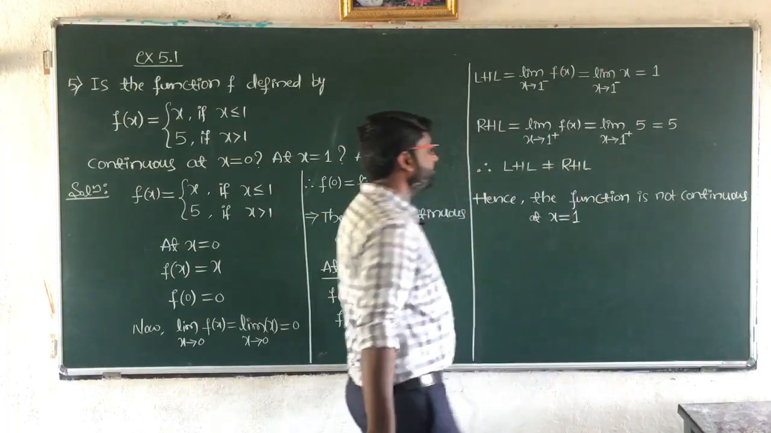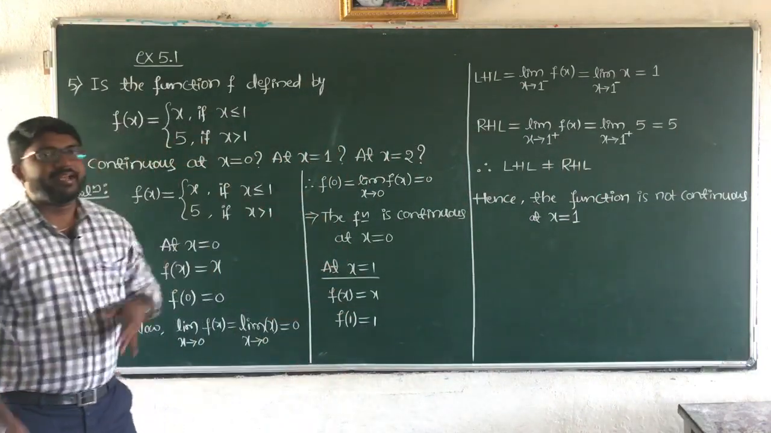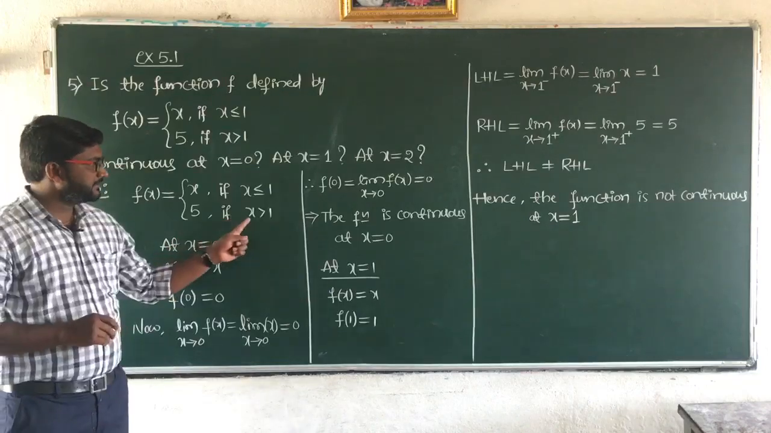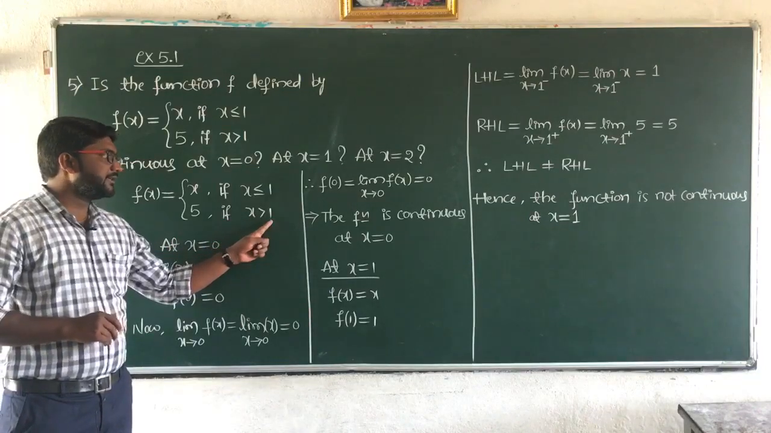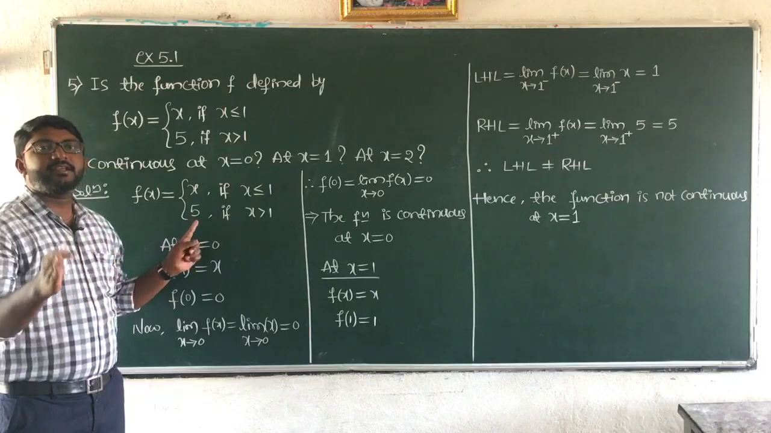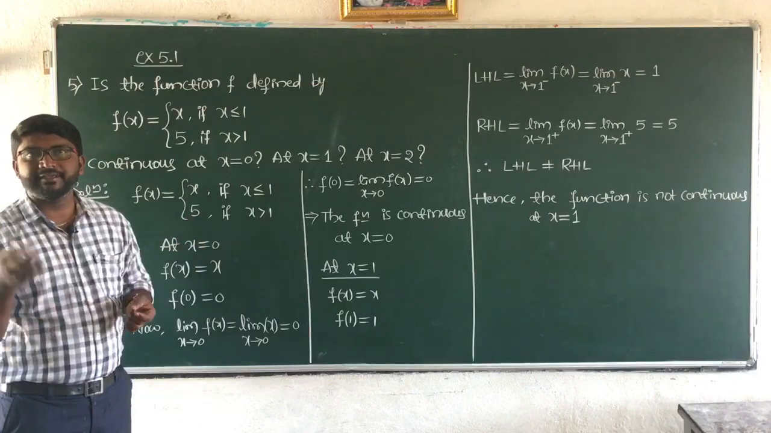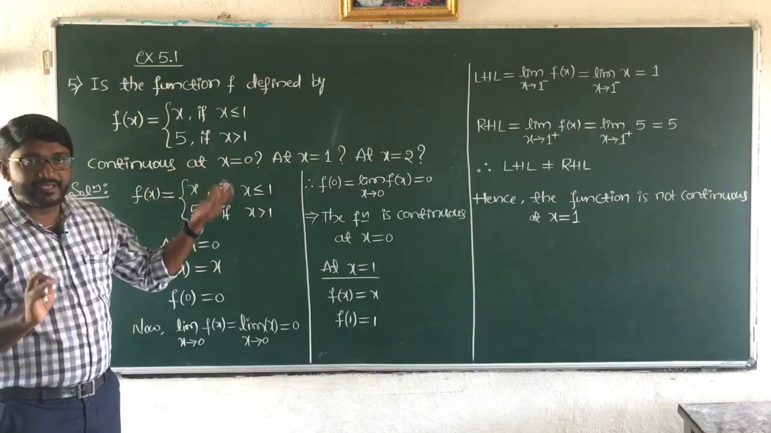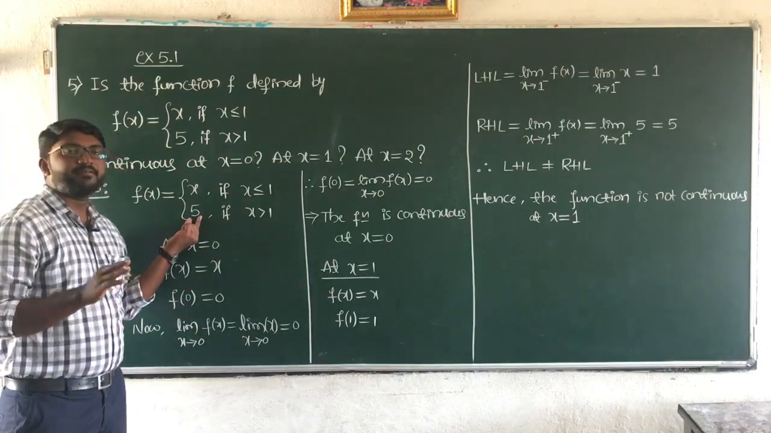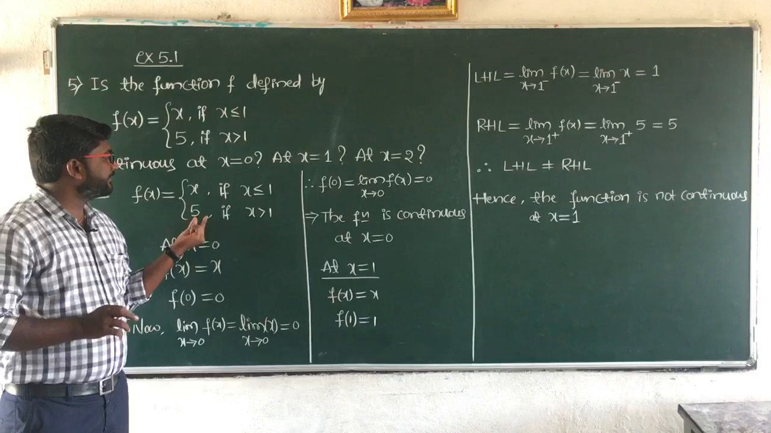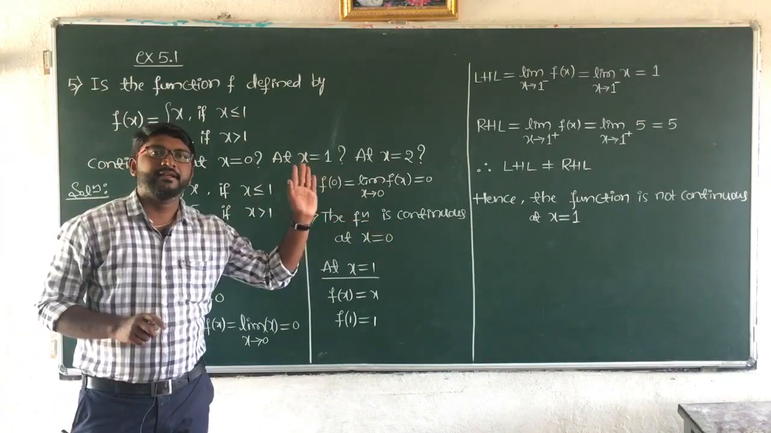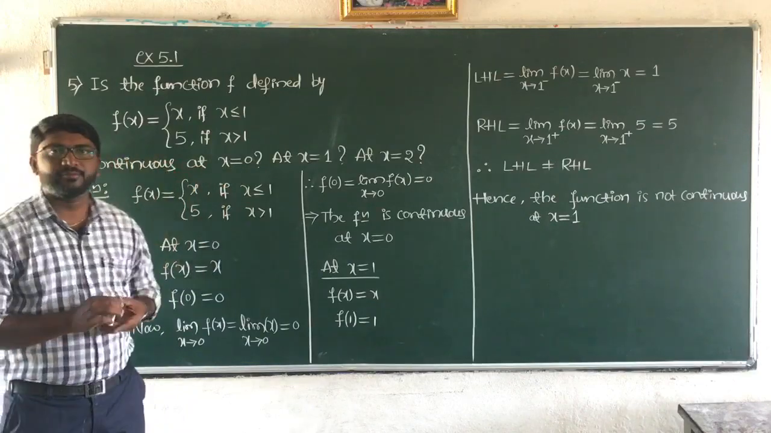At x equal to 1. Next we have to go for x equal to 2. So at x equal to 2, see here, for x greater than 1, the function is 5. X greater than 1 means x can be 2, 3, 4, 5 and anything. So whatever value of x you take, the function f of x equals 5. So that will be continuous. So at x equal to 2, you will have to take it as an assignment. So this is all about the fifth problem.